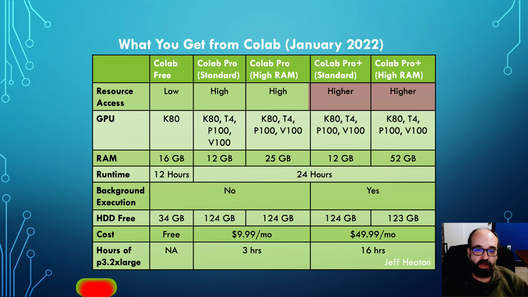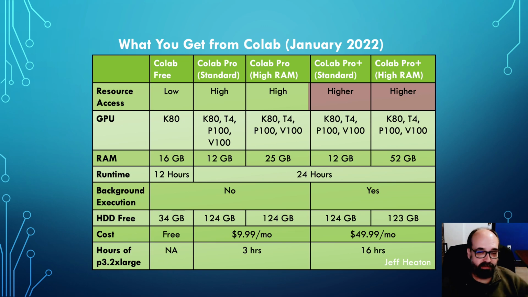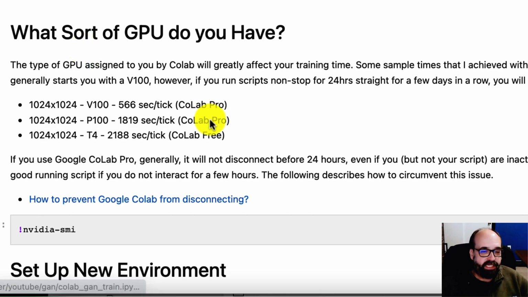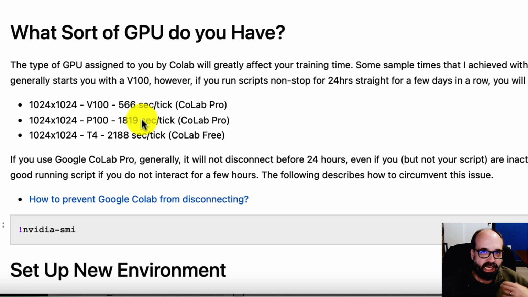I have seen them throttle me before. In CoLab Pro, I will often switch back down from V100s to P100s or even to T4s if I am really, really hitting them hard. Just to give you the idea of the relative speed differences on these GPUs, this is how long it takes to train a single tick in Stallion 2 ADA PyTorch. The V100, which is the best that they have available to you, they're not giving you A100s yet, is 566 seconds a tick. So that's the fastest.